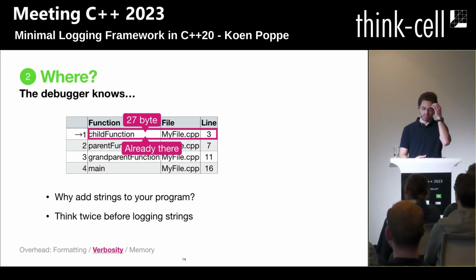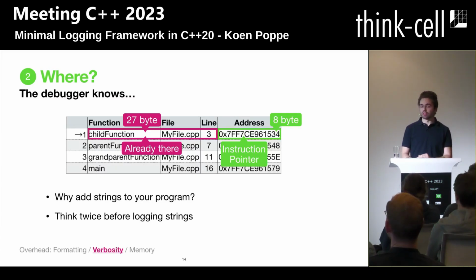Also, in general, I think we should be cautious when logging strings. If you can convey the same information with just an integer or an enum or some other data type that is more compact than a string, that's certainly something that could be preferred.